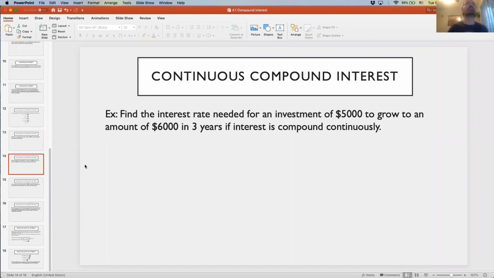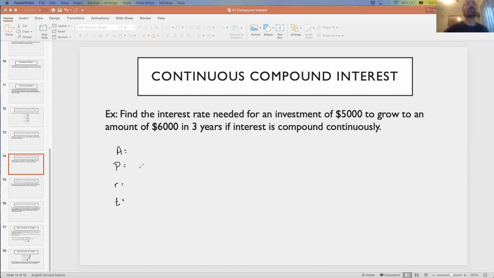All right, here's an example where we are trying to find the interest rate needed for an investment of $5,000 to grow to an amount of $6,000 in 3 years if interest is compounded continuously. So identifying our variables: we want the initial investment of $5,000, P, to grow to the accumulated amount $6,000, A. And we don't know the interest rate. That's what we're trying to find. And the time is 3 years.